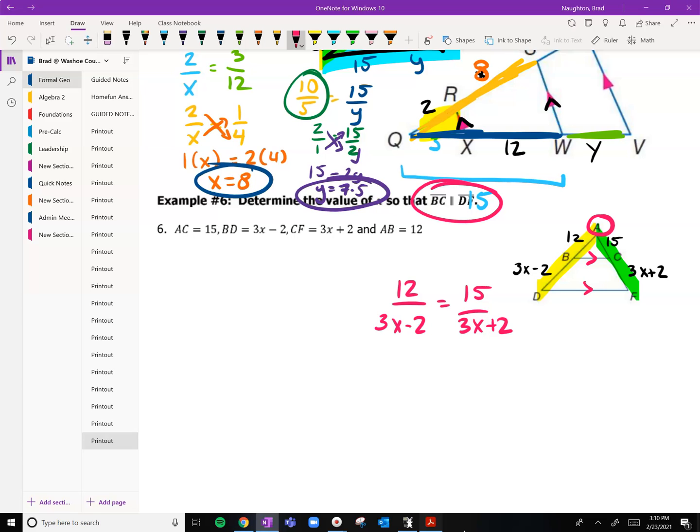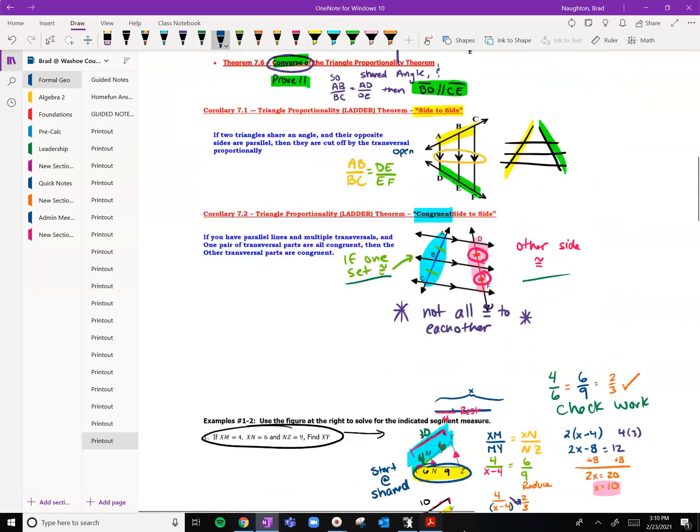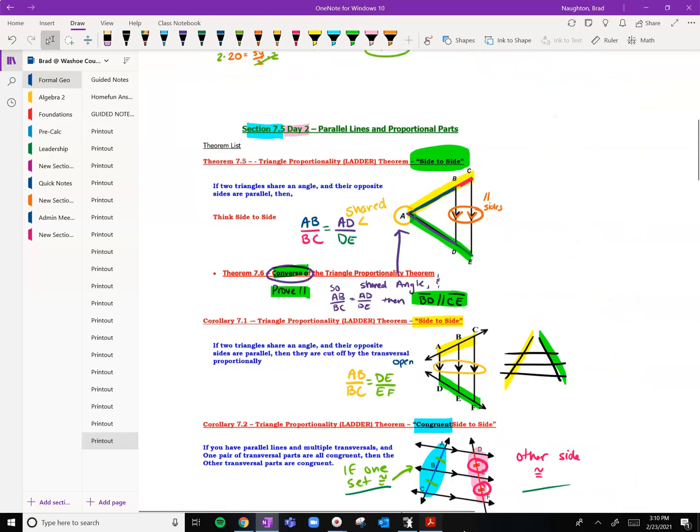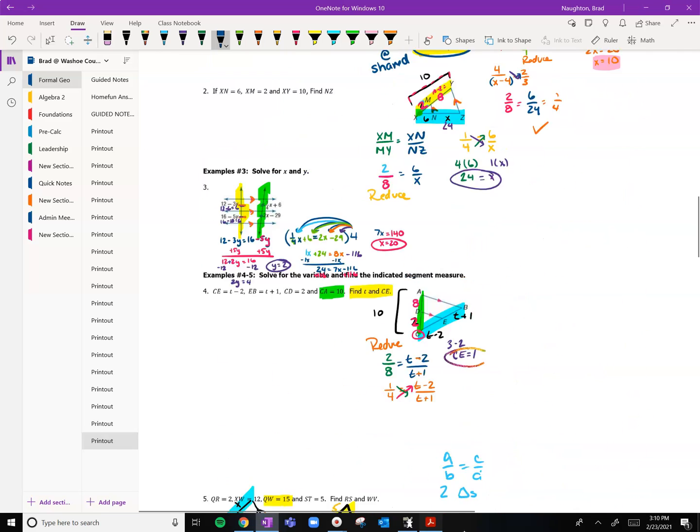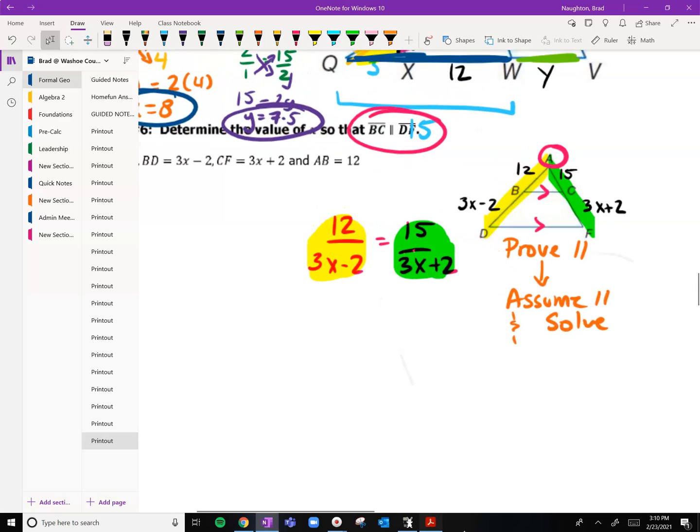Okay. And so to prove parallel, to solve that, we're going to assume it's parallel and solve, which is why we did side to side right here. This is the one side. This is the other side. When we find the x that works, that's going to make this proportion work, which is our corollary, our converse right here. So remember, this has to prove true before it's parallel. So that's why we're doing what we're doing.